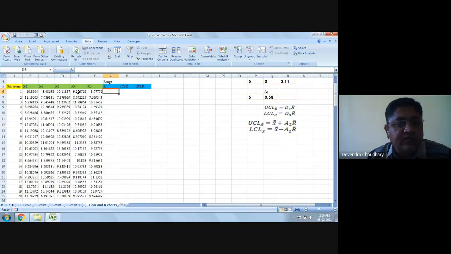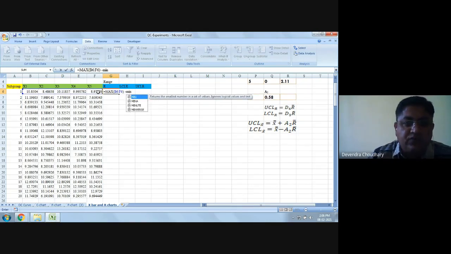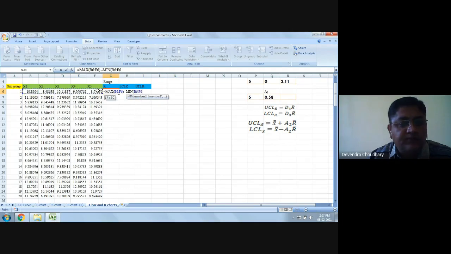Now for each subgroup, range is the difference between maximum value and minimum value. So what I do, I write here max. It will return the maximum out of these 5 values. Then minus, I take min. This function returns the smallest number in a set of values. So I pick up this again, choose. Okay. So here I get the R value.